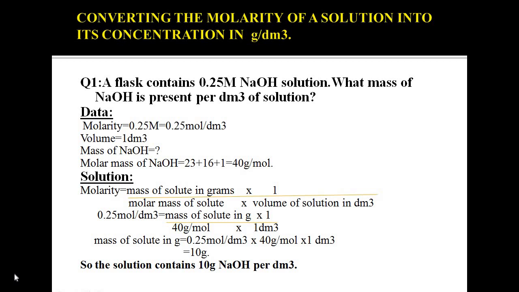So the solution contains 10 gram of NaOH per dm cube. 10 gram NaOH is present in 1 dm cube of a solution. The same methodology, the same formula, but in the previous numericals, mass is known to you, volume is known to you, and you have to calculate the molarity. Here molarity is known to you, volume is known to you, you have to find out the mass of solute in gram.